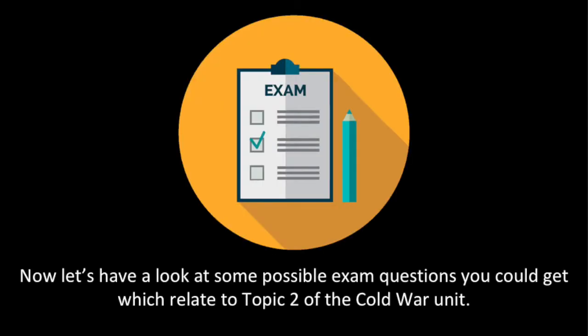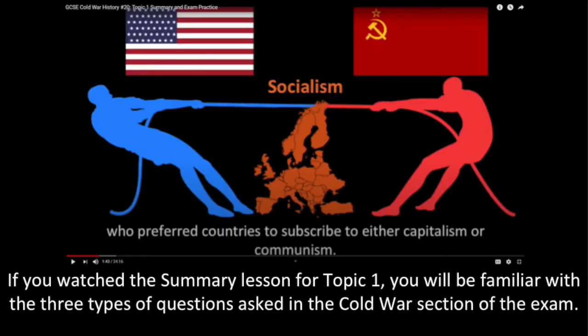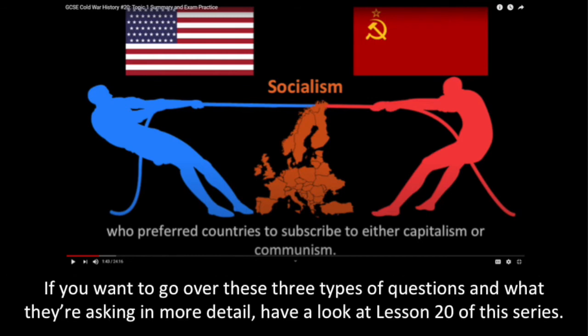Now let's have a look at some possible exam questions you could get which relate to Topic 2 of the Cold War unit. If you watched the summary lessons for Topic 1, you'll be familiar with the 3 types of questions asked in the Cold War section of the exam. If you want to go over these 3 types of questions and what they're asking in more detail, have a look at Lesson 20 of this series.